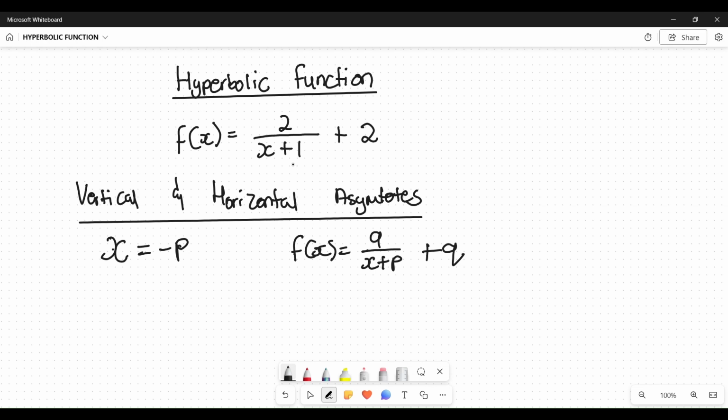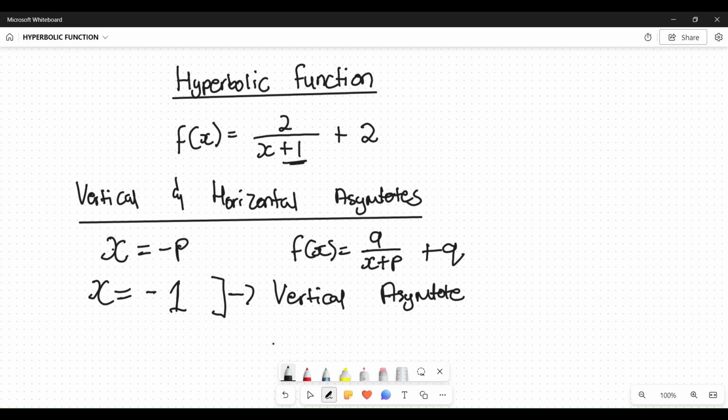So the equation for our vertical asymptote will be x equals what? In this case, our p is positive 1. Therefore, x equals negative 1. This is the equation of our vertical asymptote. What do we mean by the vertical asymptote? We mean that our function f will never touch the line x equals negative 1.